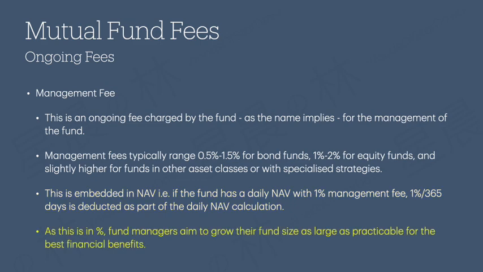Since management fees are in percentage terms, fund managers always aim to grow their fund size as large as practicable in order to obtain a high management fee amount. By practicable, we mean that the fund manager needs to ensure that the intended performance is not affected when the fund size becomes large. Most funds will have a target maximum fund size that the fund manager is comfortable to run, and will stop subscriptions when that fund size is reached.